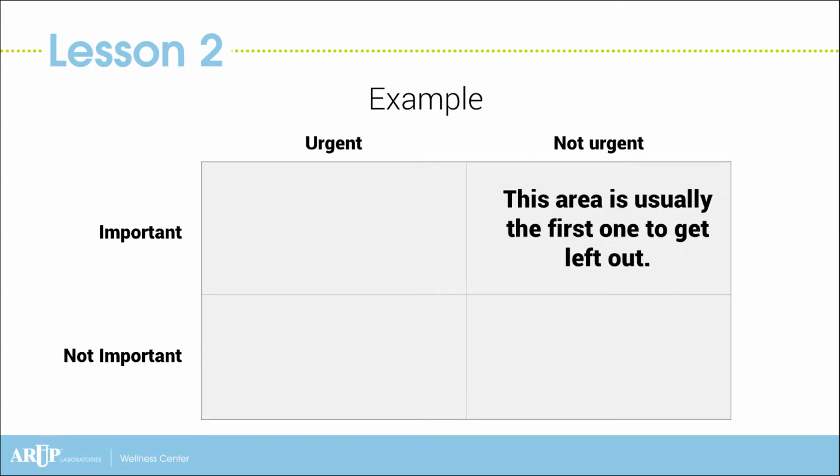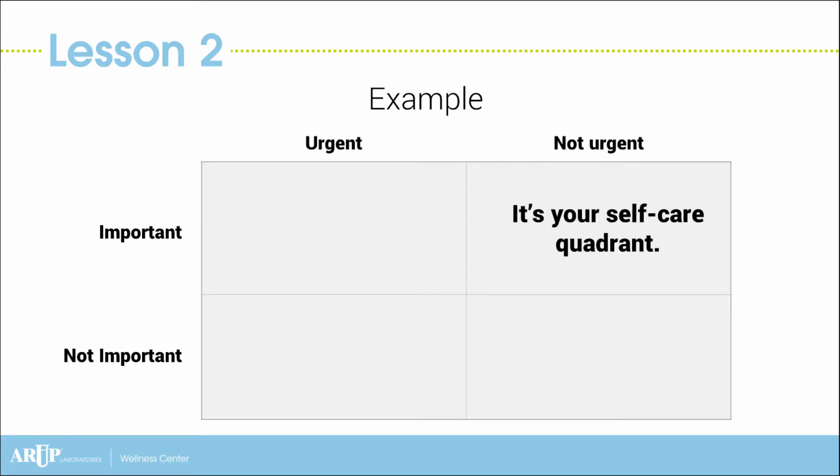Now that you have all your quadrants filled, I want you to take a look at the not urgent but important section. It's even possible that you don't have anything in this quadrant because it's often the first one to get left out. However, it's your self-care quadrant. It's the area that you get to work on and improve yourself, your relationships, and become better overall. Unfortunately, we often let these items end up at the bottom of our to-do list, and you know what happens to items at the bottom of the to-do list. They stay there and never get done.